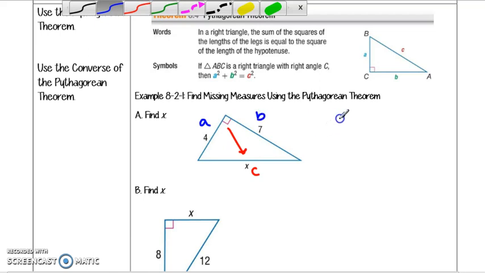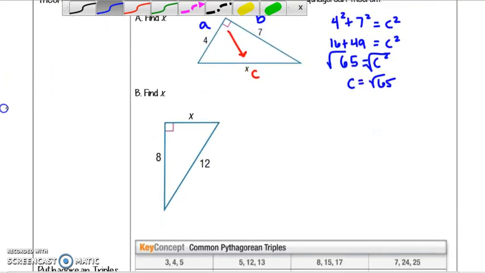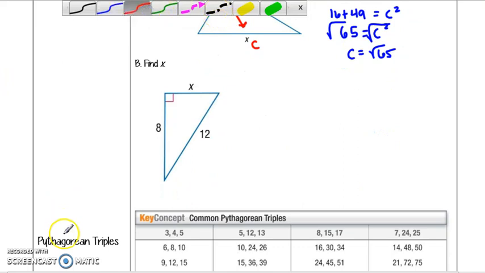So then we are going to take our 4 squared plus our 7 squared, setting it equal to our C squared. So 16 plus 49. And then we add those together, and we have to undo the squared that's with the C. So rooting is going to get rid of the square, and so C is the square root of 65. If you want to try this one, go ahead and pause and check when you're ready.